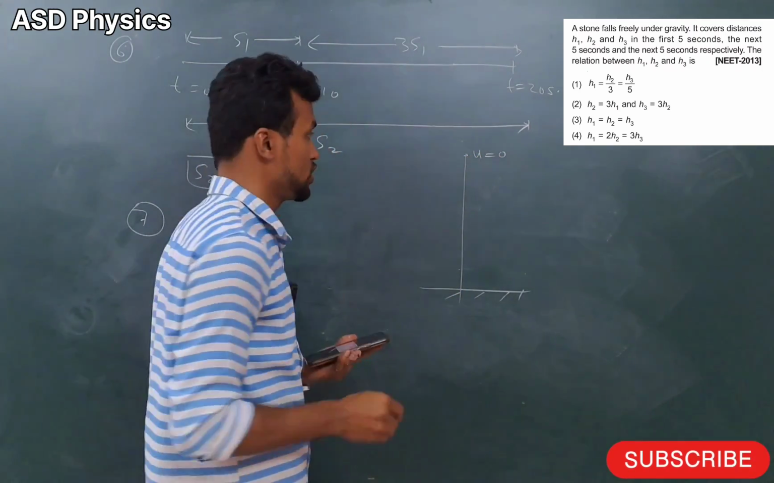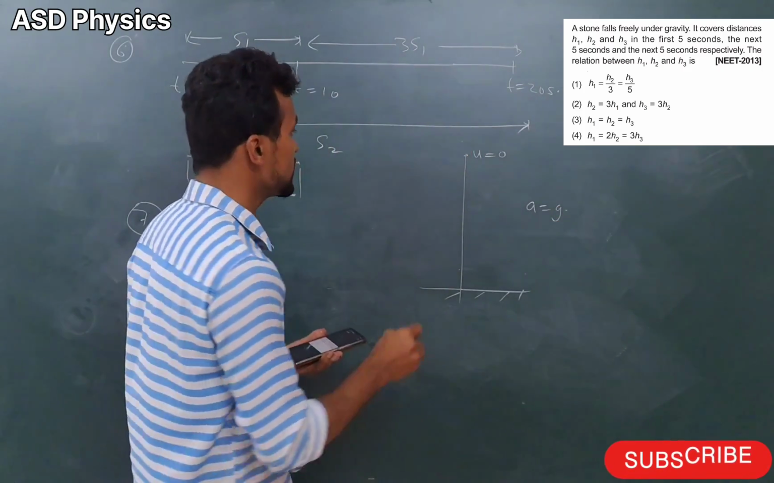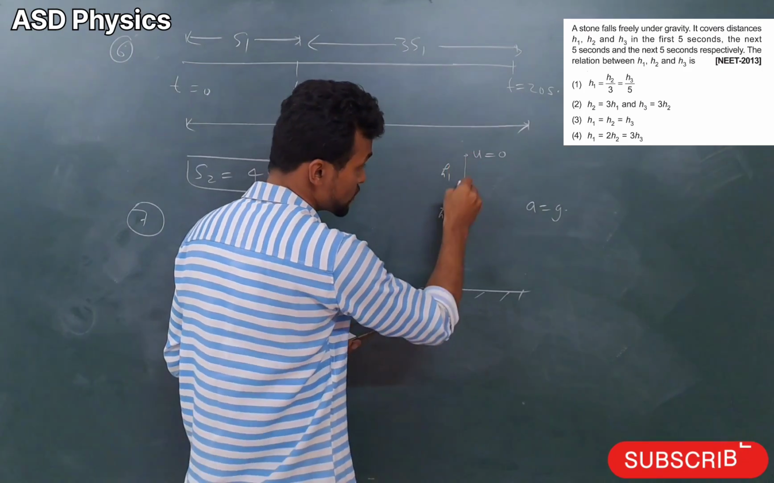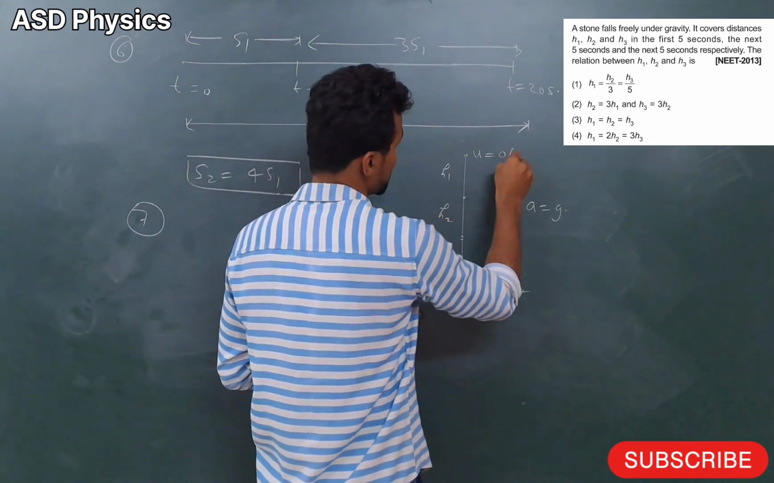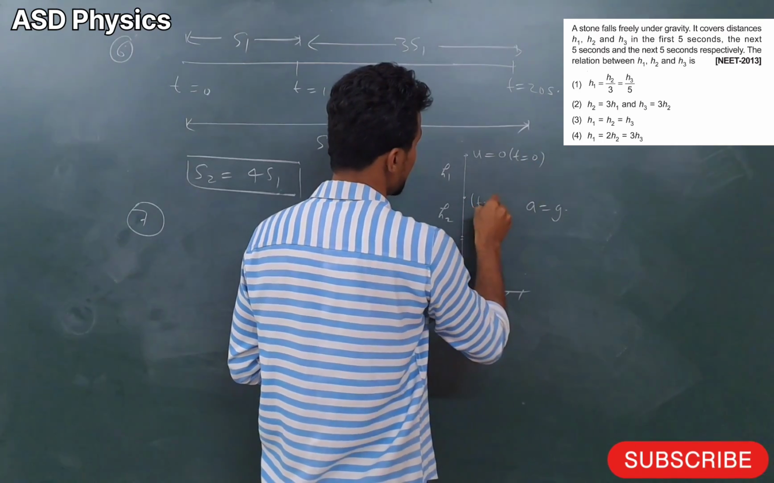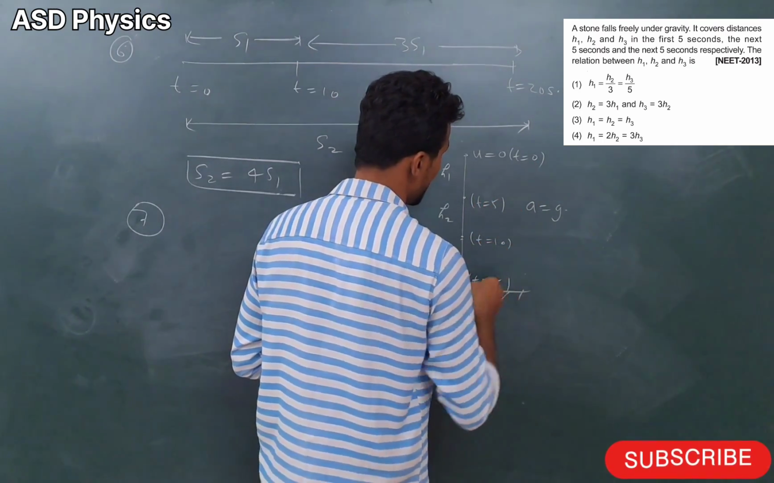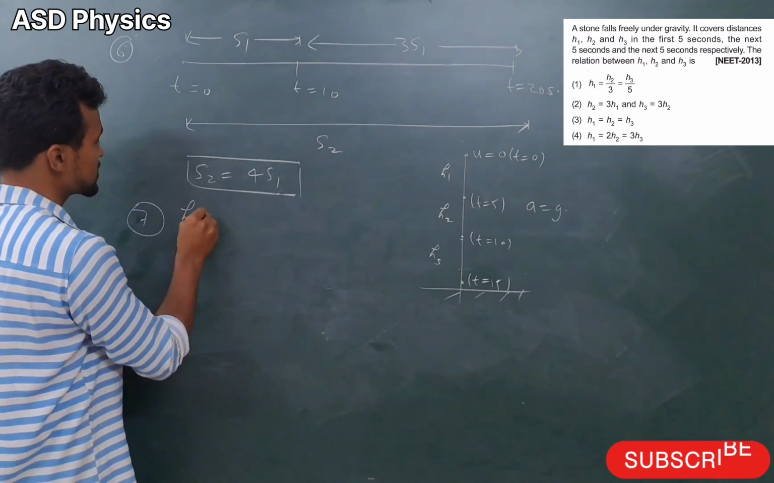U is 0 and acceleration is g. Here h1 is the first 5 seconds, h2 the next 5 seconds, and h3 the next 5 seconds. So this is t equal to 0, t equal to 5, t equal to 10, and t equal to 15. The time interval is fixed, so directly we can tell all the conditions are followed.